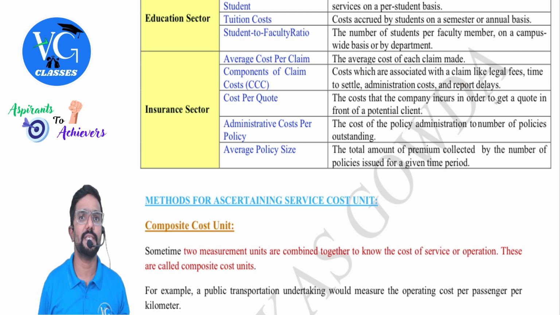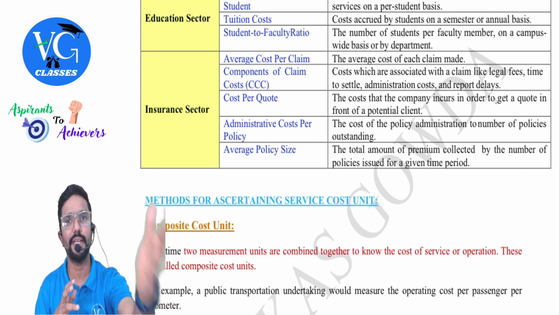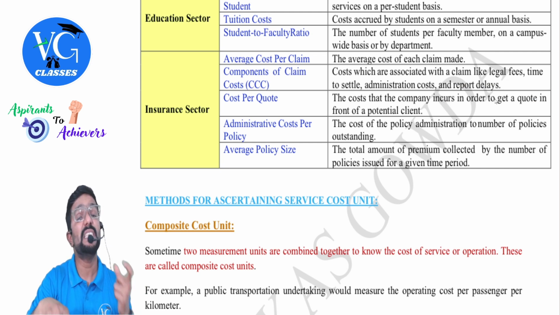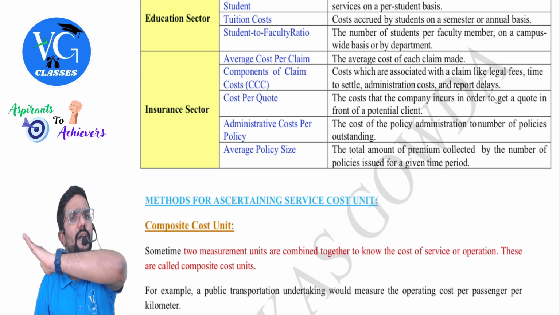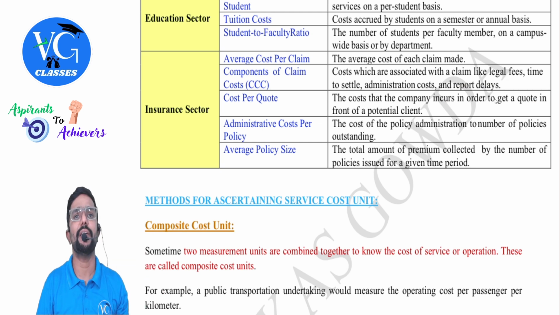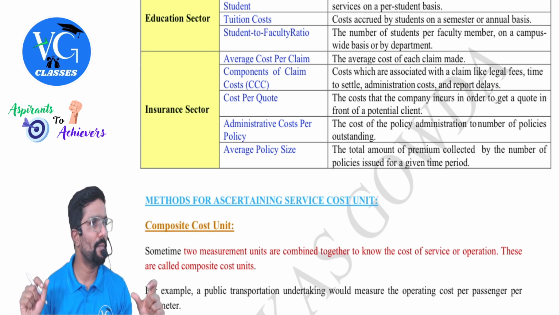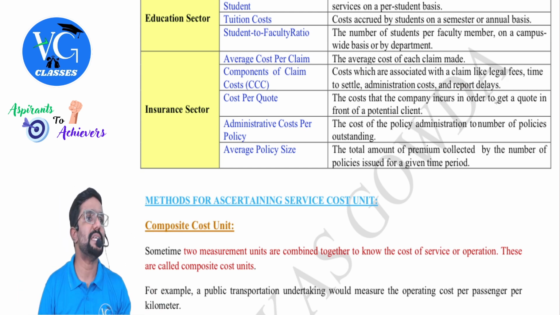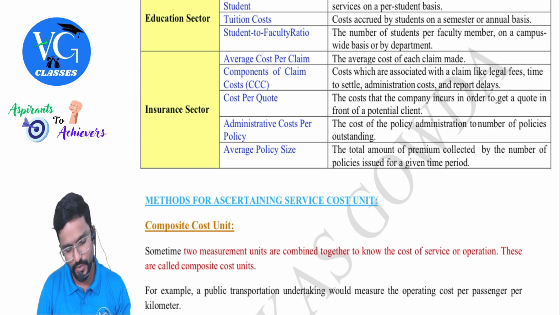Then average policy size. Right? Different policy holders would have taken the policy for different amounts. Assume she has taken for 5 lakh, he has taken for 10 lakh, he has taken for 20 lakh. Sir, on an average, what is the policy size? Means you take the total of all the revenue or premium collected, divide it by number of policies. You will get to know what is the revenue per policy on an average.